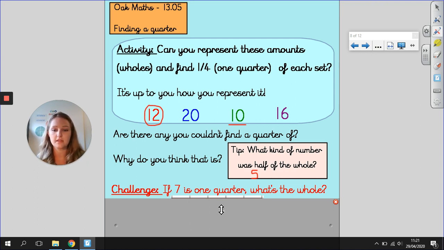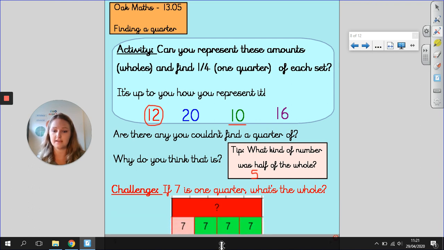Okay, little challenge. If 7 is 1/4 this time, what's the whole? I'll show you this representation to give you a clue. If 7 is 1/4, what is the whole?